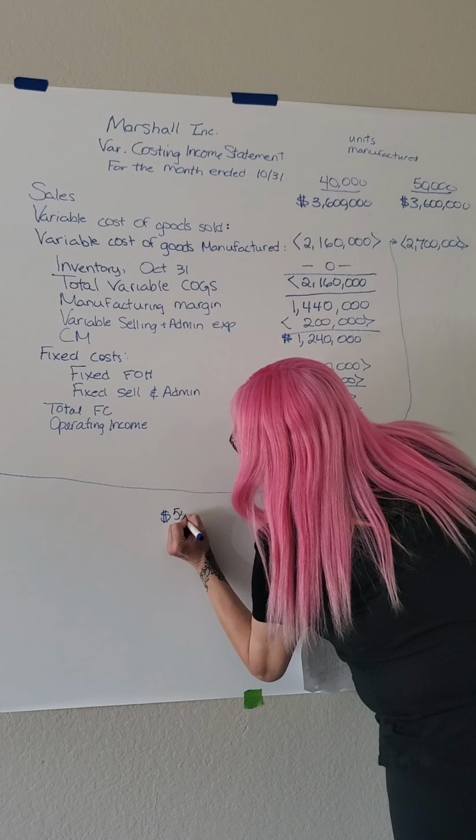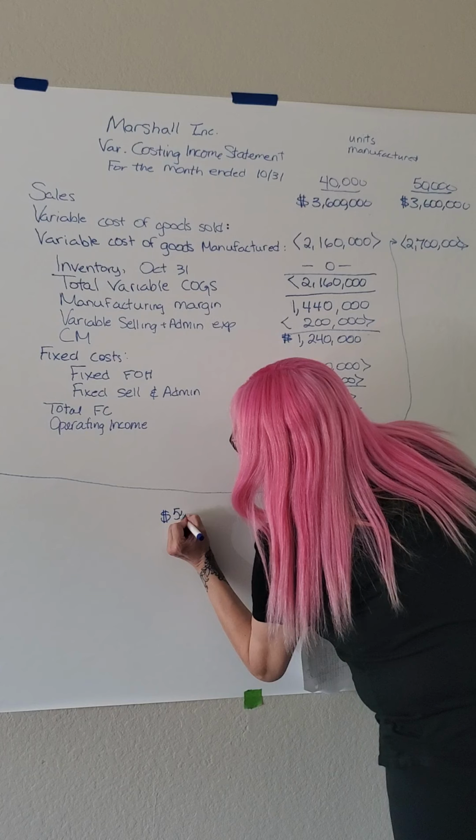And then we've got to subtract our selling and administrative. We've got fixed selling and administrative of 75,000 plus 200,000 of variable. So that comes to $275,000. So then we can calculate out our operating income of $1,045,000.